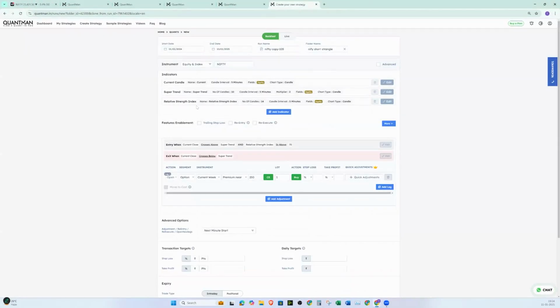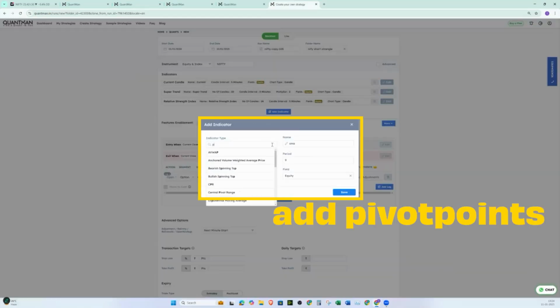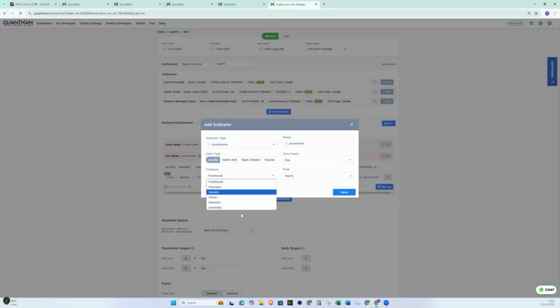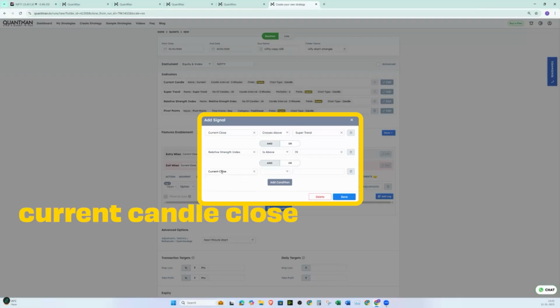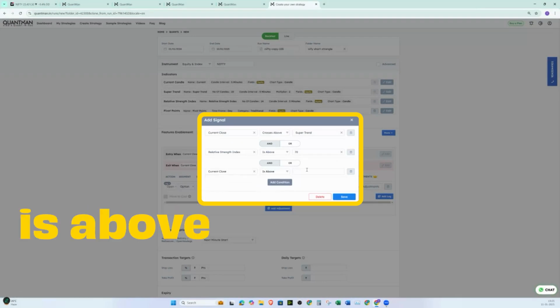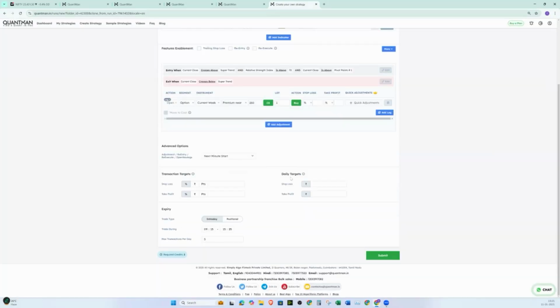Same condition, I am adding one more indicator, pivot point. I am using just the traditional, on the day time frame, there are multiple versions. Here the pivot point is on the current candle. Now the condition I am writing is: current candle close is above pivot point R1, and save. That's the only condition. I don't change anything.